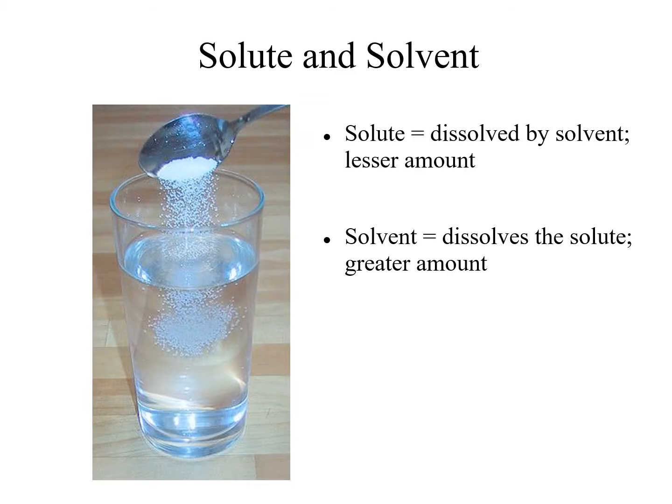In order to understand today's conversation, I need to discuss with you two terms, solute and solvent. The solute is the item in a solution that is dissolved by the solvent and is typically a lesser amount. So in the image shown here, this may be sugar being dissolved in water. The sugar is the lesser amount, it's being dissolved, therefore it is the solute. The solvent is typically the item doing the dissolving, it is the greater amount.